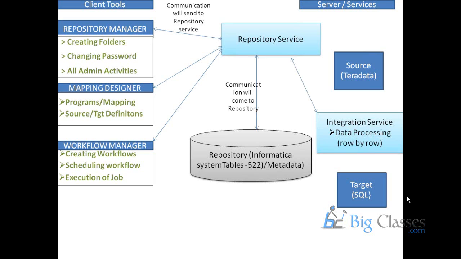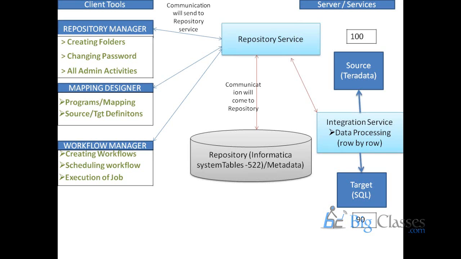Whenever you are trying to execute the job, the complete job information will be in your repository. The integration service will communicate with your repository. From the repository tables, whatever program is developed, the data will be there. From there, it will take the code. As per the code, it is going to connect to your source system, extract data, transform the extracted data, and load data into your target system.